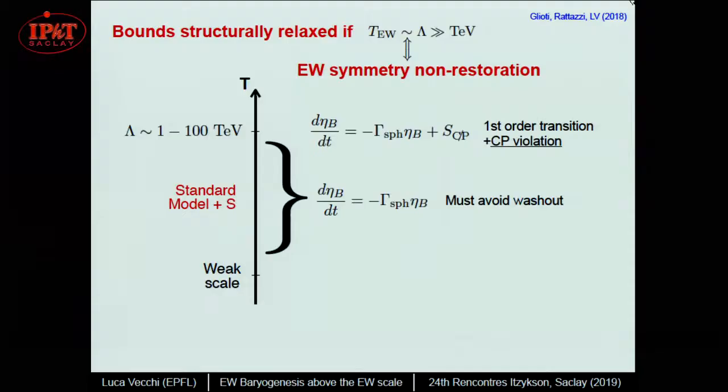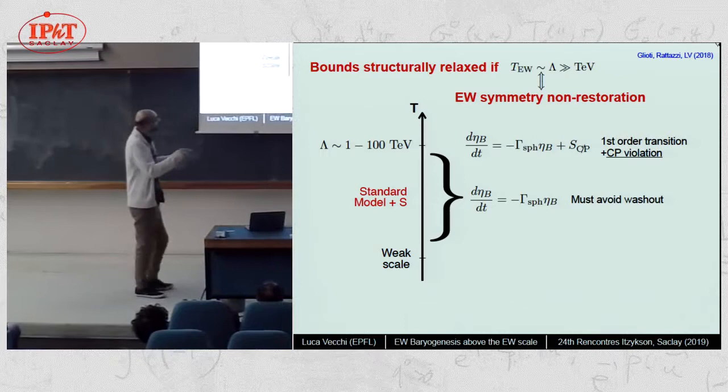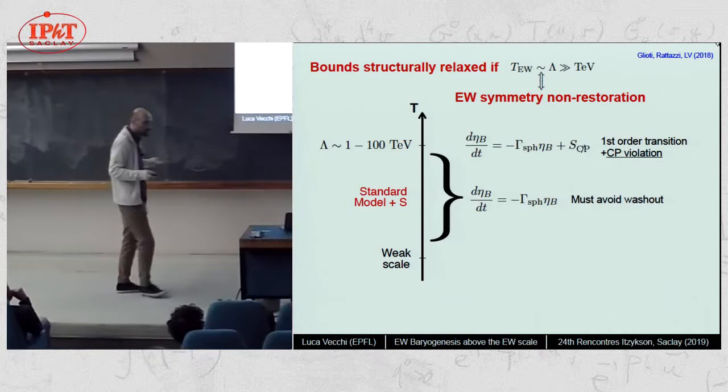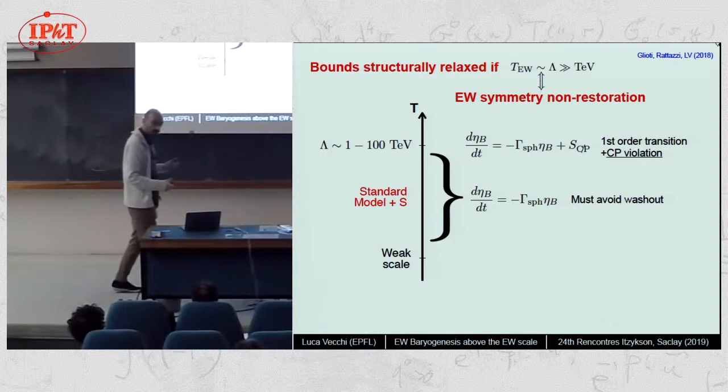So since we are geniuses, we thought, okay, we can apply this idea of symmetry non-restoration to structurally relax these constraints. You just have to, again, add a light scalar that prevents the electroweak symmetry from being restored when you hit the standard model, all the way up to some cutoff, which could be 1 TeV, could be 100 TeV, could be whatever scale, where you have the electroweak phase transition. This way, you have a UV cutoff, where you have some dynamics that modifies the Higgs potential in order to have an electroweak phase transition of first order.